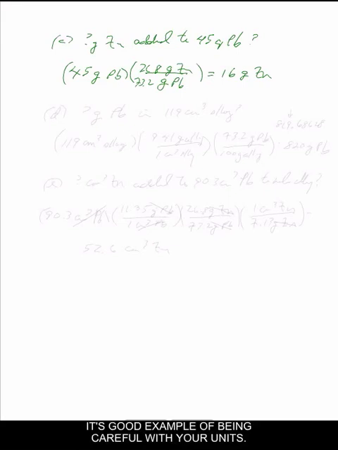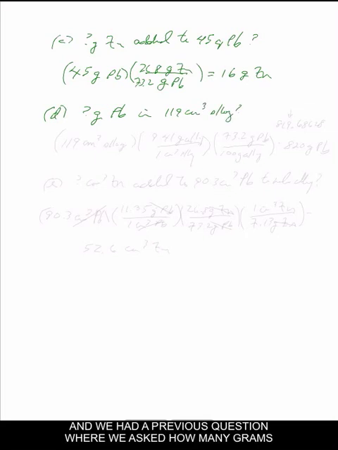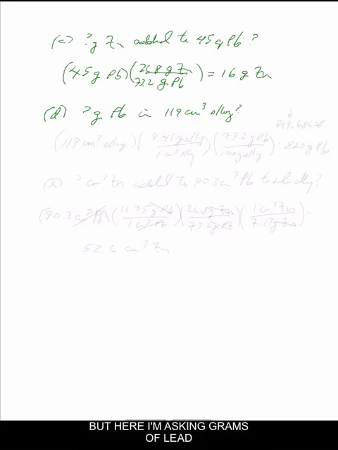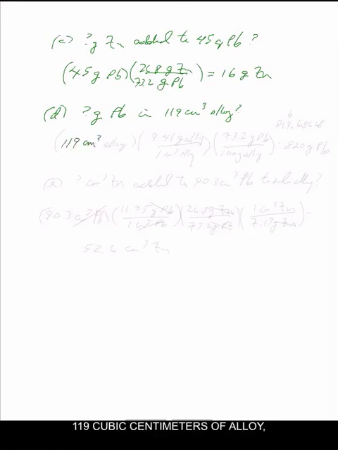Now, the next question is a good example of being careful with your units. The question here is, how many grams of lead are there in 119 cubic centimeters of alloy? We had a previous question where we asked how many grams of, I believe it was zinc, in so many grams of alloy, but here I'm asking grams of lead in so many cubic centimeters of alloy. As soon as you see volume of alloy, you know the percentage composition only works for mass. It doesn't work for cubic centimeters, so you're going to have to turn the 119 cubic centimeters of alloy into the equivalent number of grams of alloy.